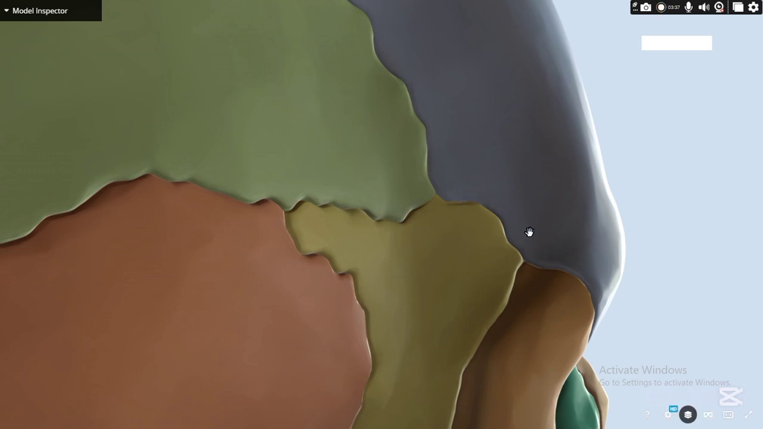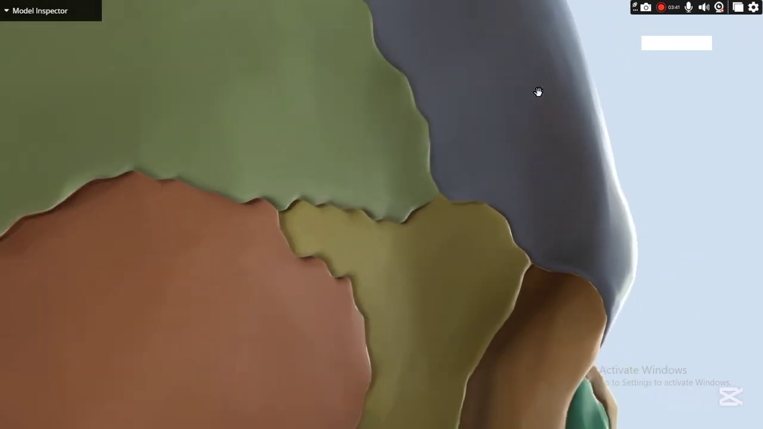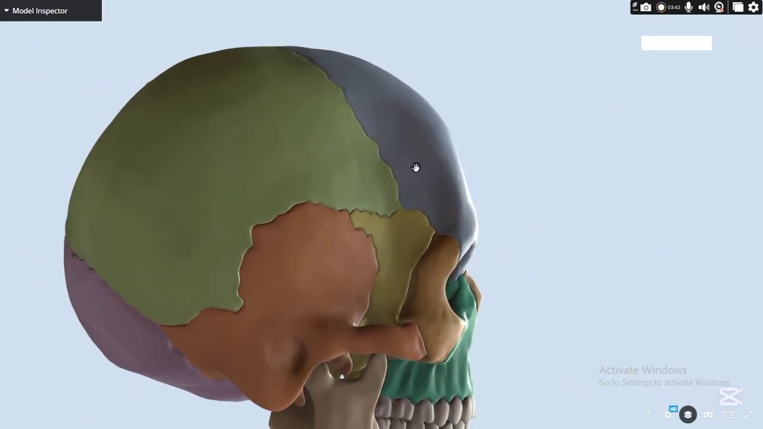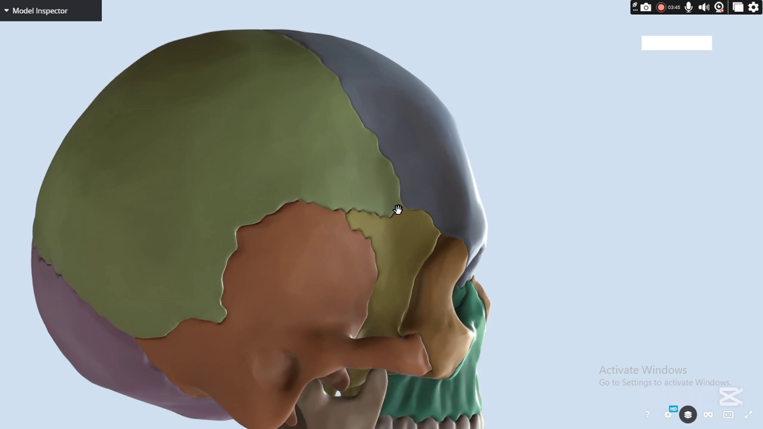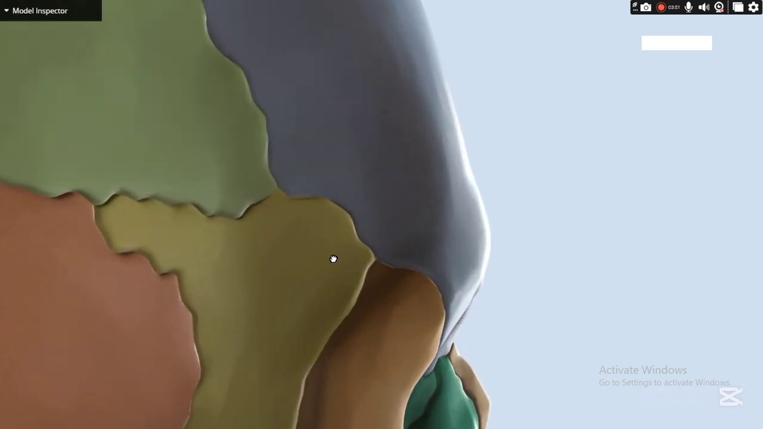Moving on, between the sphenoid bone and the frontal bone, this is the sphenoid bone, this is the frontal bone. This suture here is called the sphenofrontal suture. The suture I'm outlining is called the sphenofrontal suture.